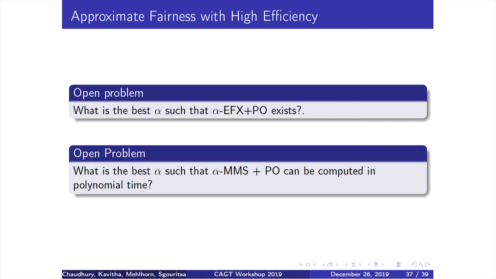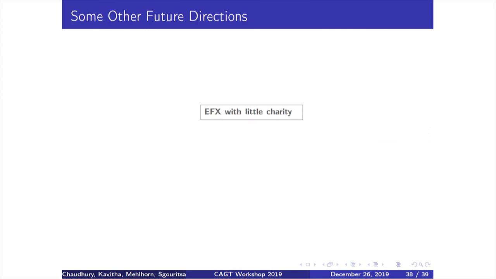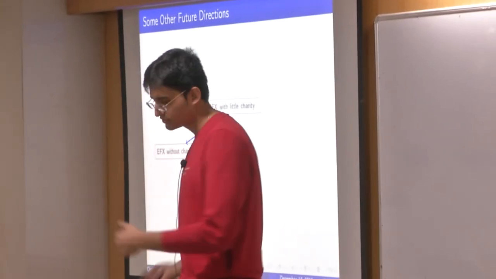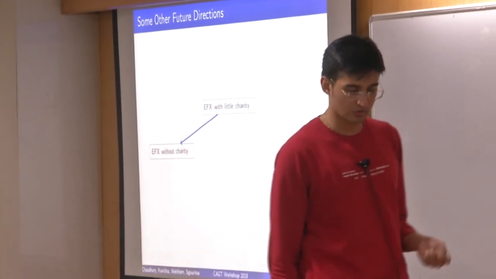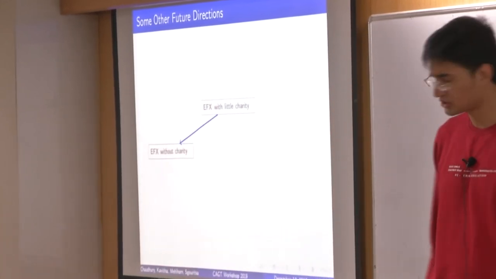Another thing is, what is the best alpha such that we can compute an efficient alpha MMS allocation in polynomial time? And of course, the big open problem would be to get this EFX without this whole idea of unallocated goods. And also, like you saw, we can simultaneously get good guarantees on MMS and on Nash social welfare.